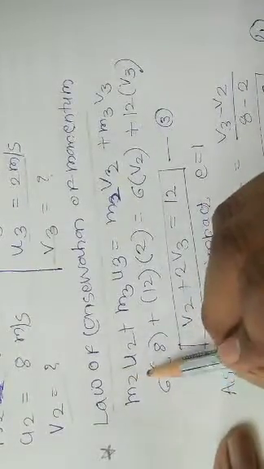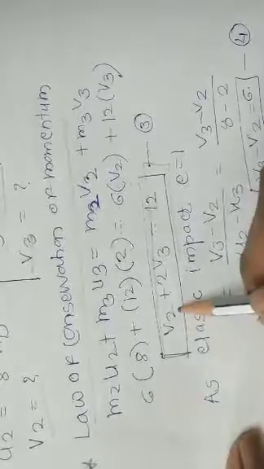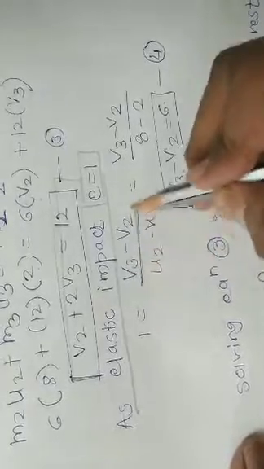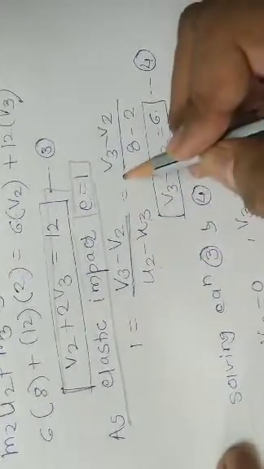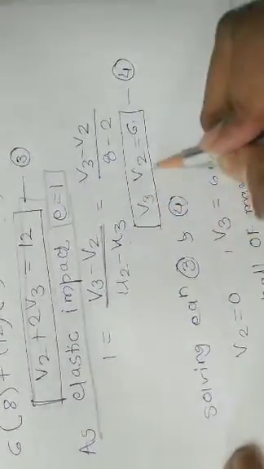Again we'll use the law of conservation of momentum, which gives us the relation between v2 and v3, and after substituting the values of masses and initial velocities, we get v2 plus 2 v3 is equal to 12. As elastic impact is mentioned between these balls, e is equal to 1, and the equation becomes v3 minus v2 divided by u2 minus u3. The initial velocities are known, so we get v3 minus v2 is equal to 6. This will be equation number 3, and the other is equation number 4.